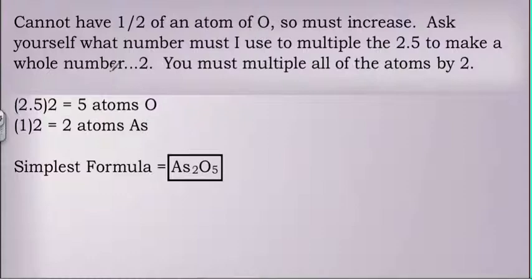Again, make sure that if you have a number that's like 2.6 or 2.4, if it's around the half point, just put it at that half point and then multiply to get your final answer. So that is finding the empirical formula.